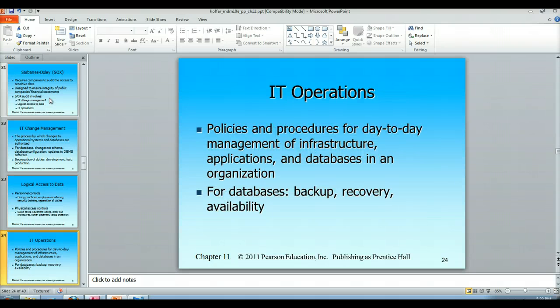And then generally, IT operations, all your day-to-day policies and procedures, your infrastructure management, all your applications, your databases that are used in the organization. Specifically for databases, we're talking backup, recovery and availability, which is really the topic and subject matter for just about the entire second half of the chapter.